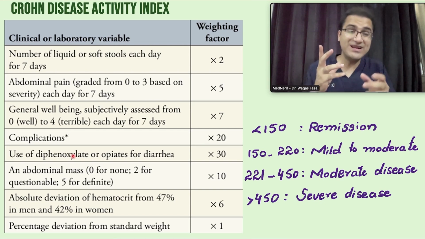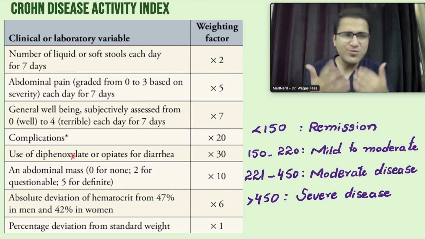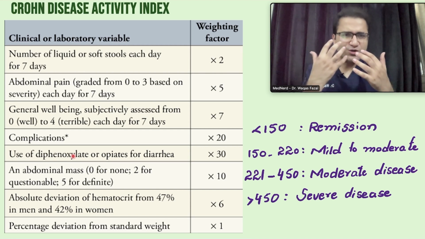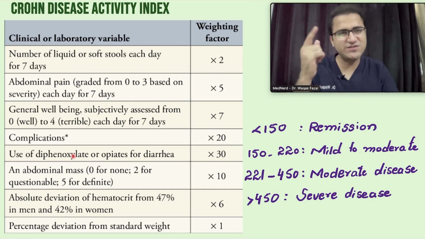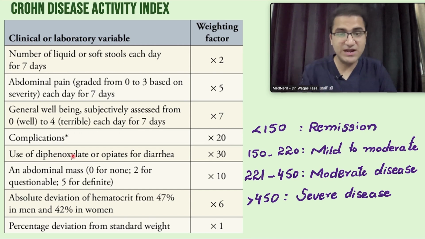Remember, clinically you can assess a patient. If the patient is demanding more and more loperamide or Imodium to stop the diarrhea, it means that patient is having severe diarrhea and that patient is having severe status of Crohn's disease. It has a huge weightage factor of 30. If the patient is using it, you multiply that with 30.